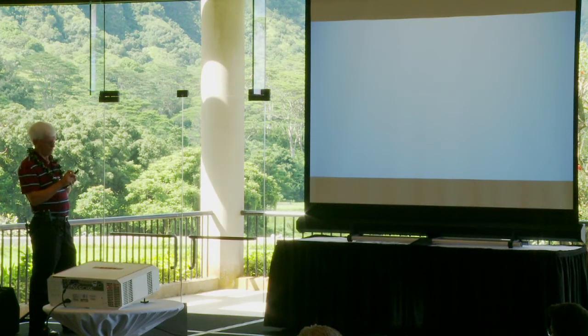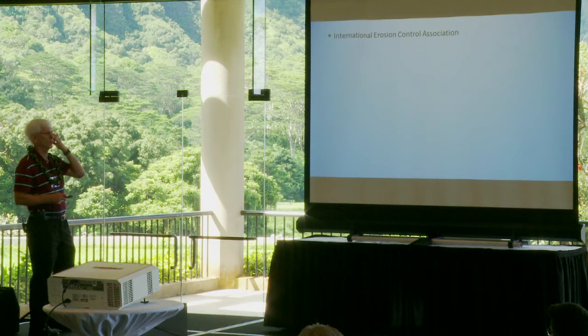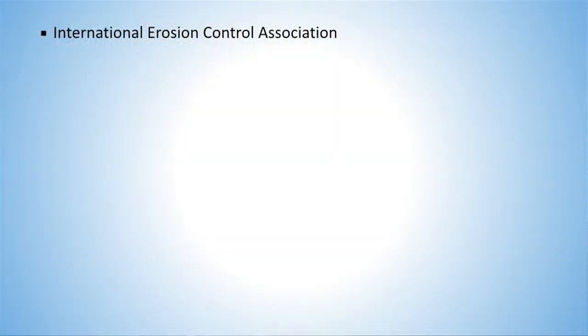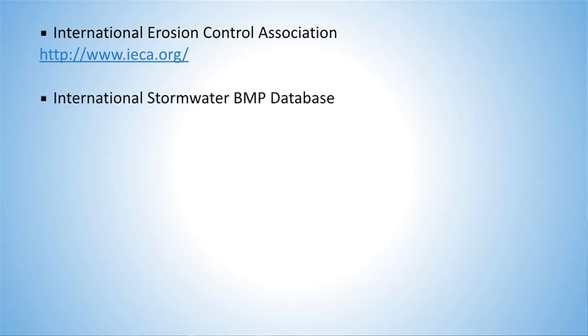So, where can we find more information? First can be the International Erosion Control Association. They have a great website. Just Google IECA. A lot of good information on that, a lot of good training sessions. The International Stormwater BMP Database. This is a database that originally started out as the national one and morphed into the international one. A lot of good information, a lot of case studies. You don't have to read a lot on them. Again, bmpdatabase.org. Pretty easy for that one.